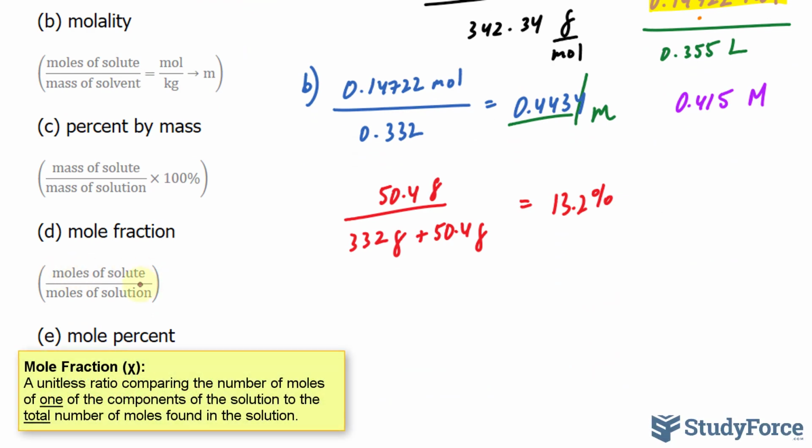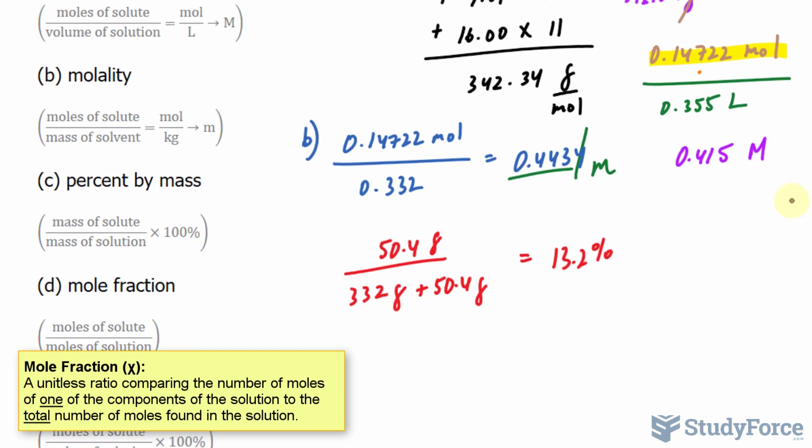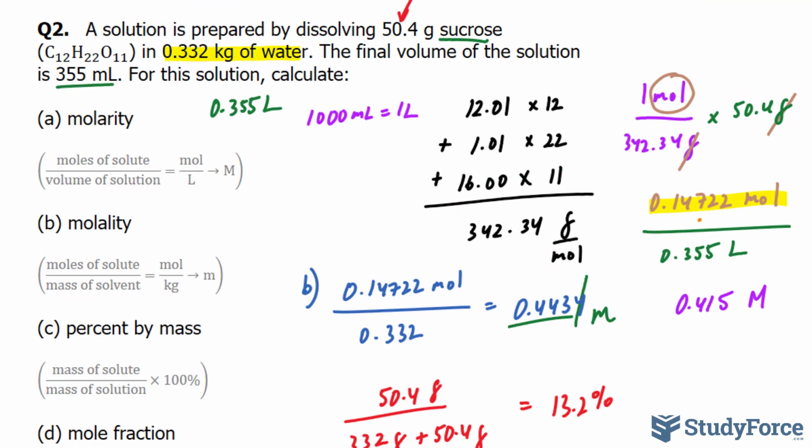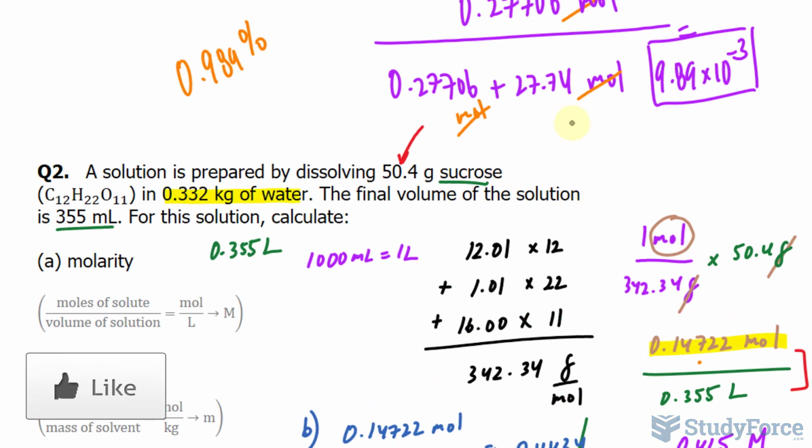For part D, we need to find the mole fraction. So we use the moles of the solute, which we obtained in question A. It was 0.14722 moles divided by moles of the solution. To find the moles of the solution, we first have to find the moles of sucrose, which we already did. But we also need to find the moles of water. So let's go ahead and do that right here.